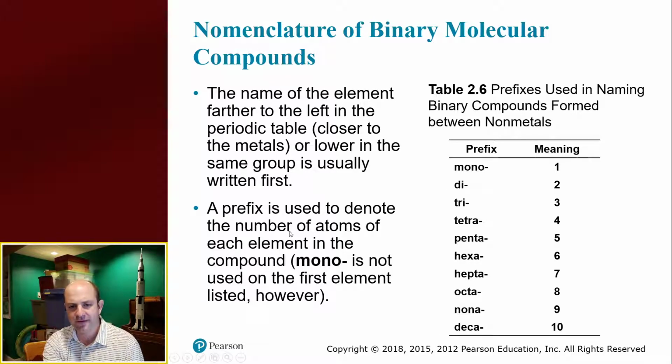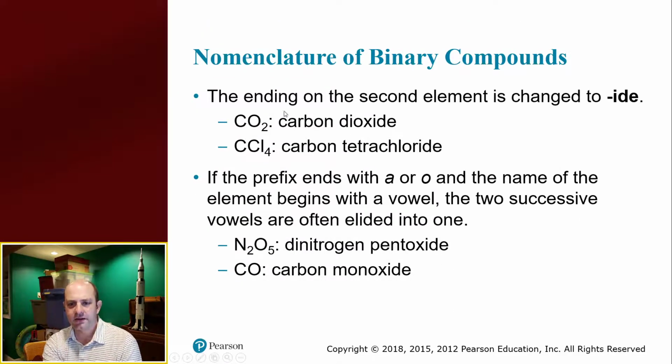And then we use prefixes to say the number of each, but we do not use mono with the first element. So when we have things like CO, we'd say carbon monoxide because there's one carbon, but we leave the mono off. But there's one oxygen, we don't leave it off the second element. So here are our 10 prefixes: mono, di, tri, tetra, penta, hexa, hepta, octa, nona, deca. The second element, we still change to ide. So CO2, carbon dioxide, CCl4, carbon tetrachloride for 4.